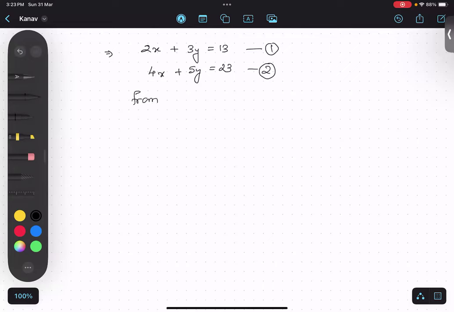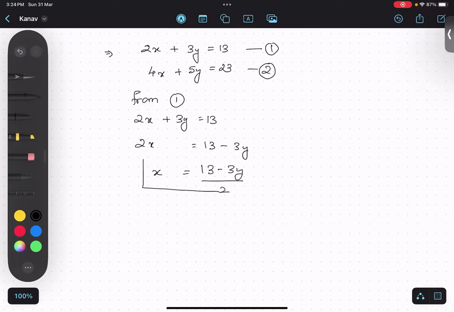So from 1, 2x plus 3y equals to 13. So you want to keep x alone or y alone? Up to you. X alone. So 2x equals to 13 minus 3y. So it is getting multiplied, so I'll shift 2 to the other side. It will get divided. 13 minus 3y upon 2. Understood? Yes.